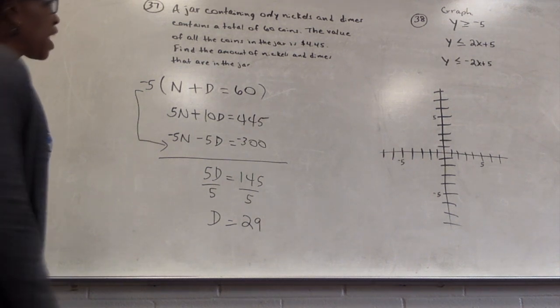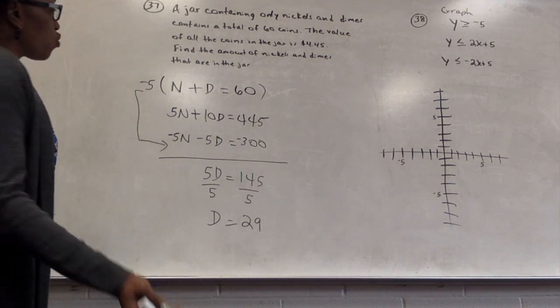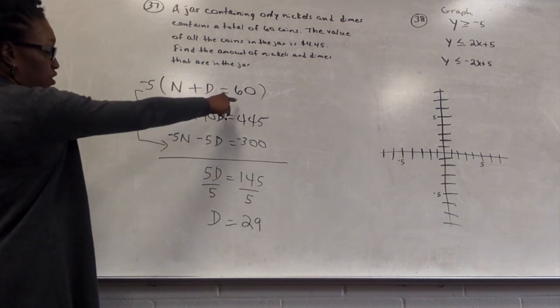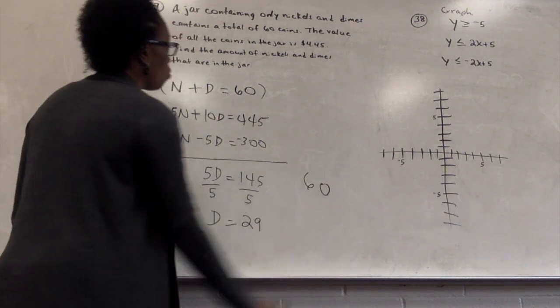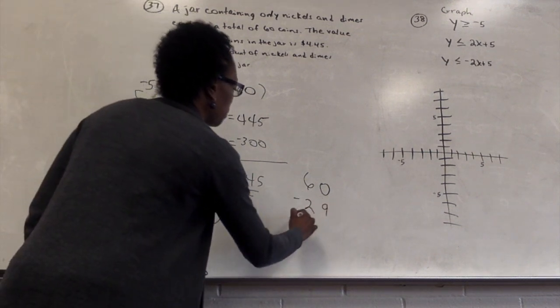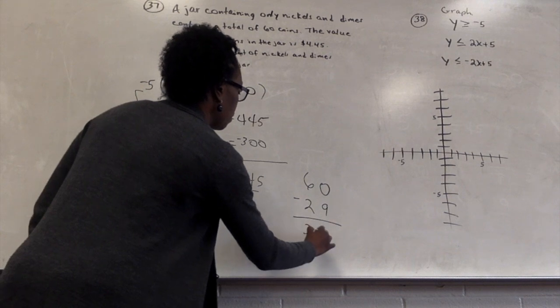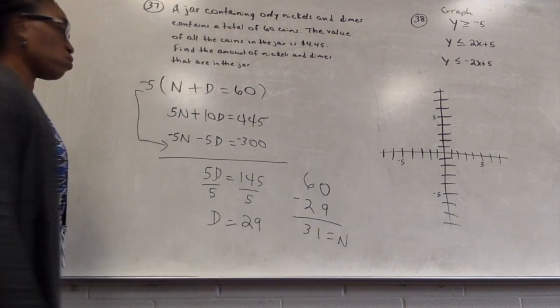And I need to know the amount of both. So I can go back to the original equation where it says there were a total of 60. So that means I can take 60, which is my total, and subtract my 29, and I'll get 31 for the number of nickels.